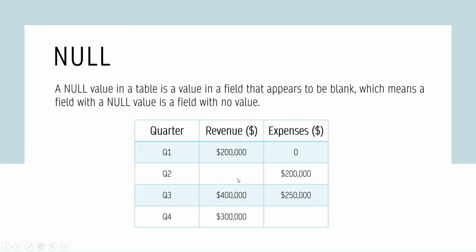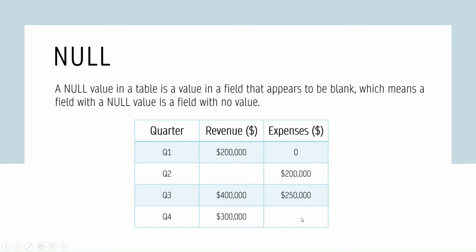So this is something which is null. This is something which is null. Okay. But this is something which is zero. It has been assigned a zero value. Okay. So in this case, this is not null, while the revenue of quarter 2 will be null, while the expense for quarter 4 will be null.